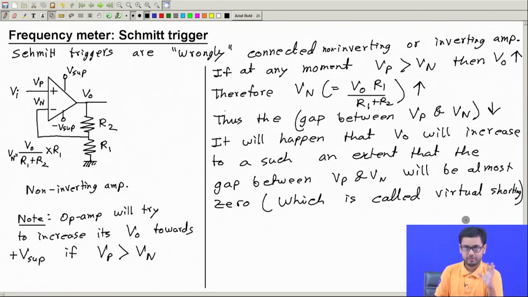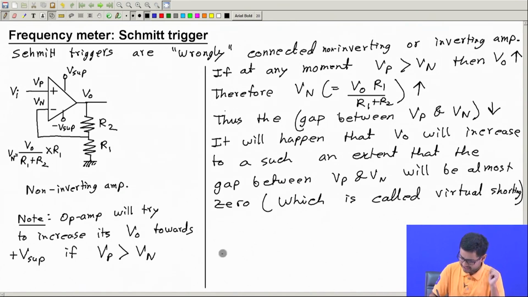Okay, so the summary of the story is that if ever Vp is higher than Vn, then the op amp will increase its output until this potential is almost equal to Vp. Then, at that value of Vo, the op amp will stay happily, because Vp and Vn are almost equal.